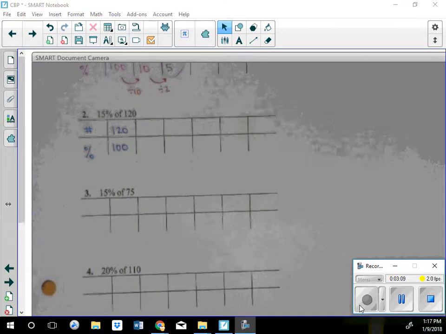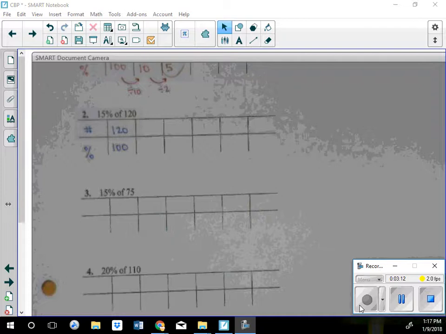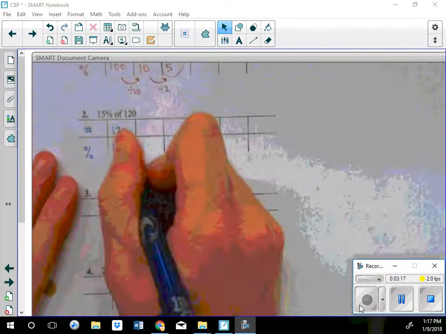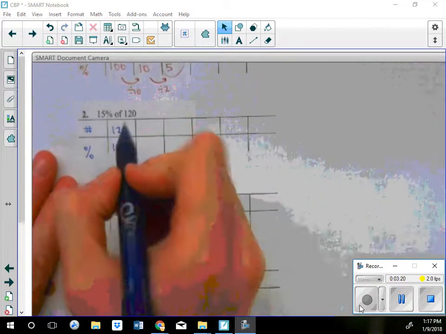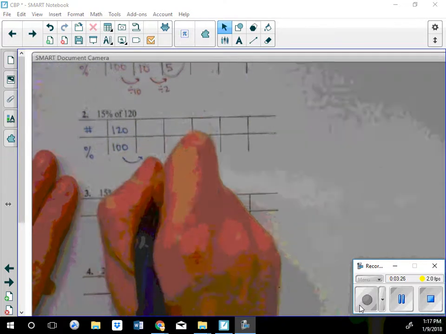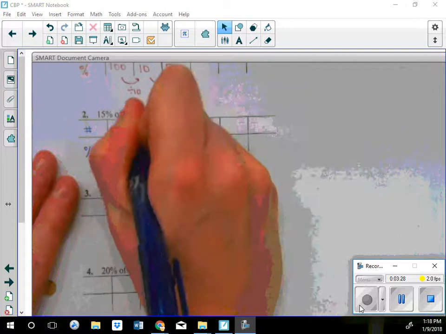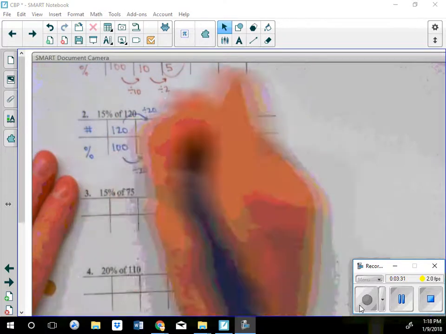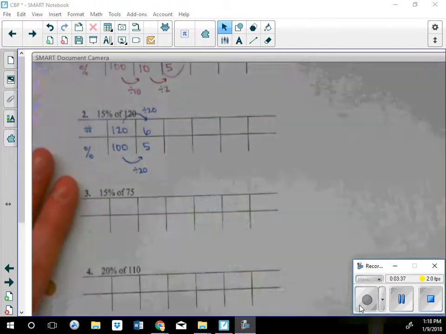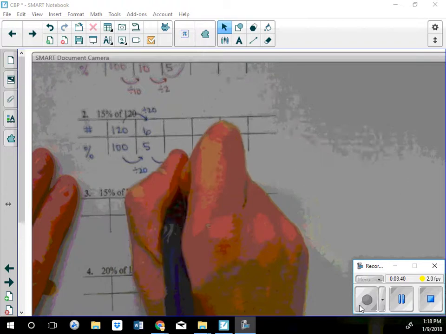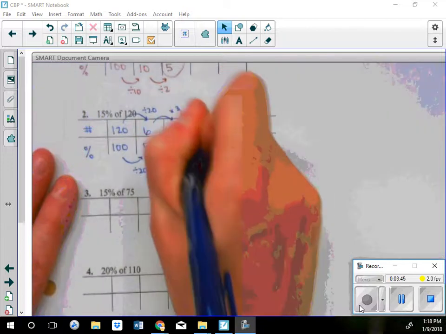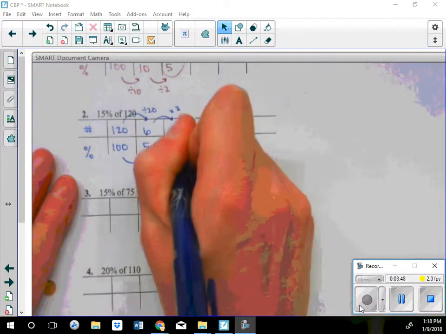Who has a great strategy for how to get to 15%? Jackson, let's hear it. You divide the 100 by 20. Okay, now let me ask you this. Could you do 120 divided by 20 in your head? It's 6. Okay, so that would be a yes. All right, so then we would have 6 and 5. Okay, what'd you do next? Then you multiply by 3. Yeah, great strategy. Okay, so 15% would be 18.